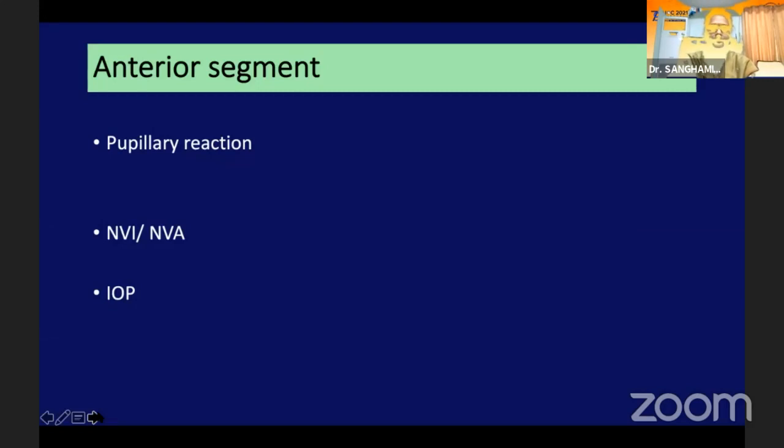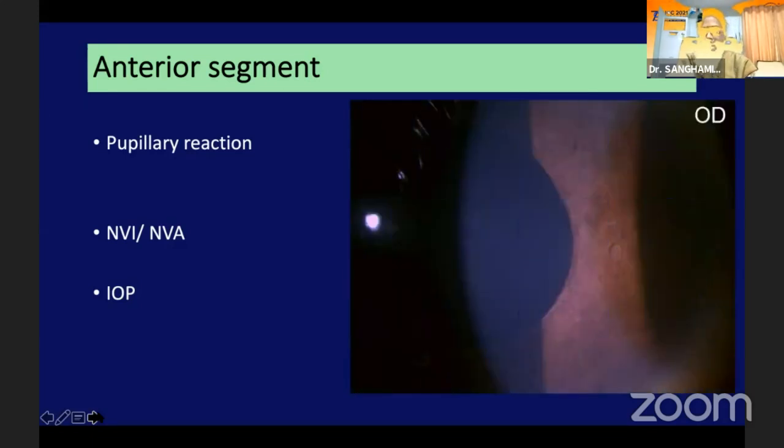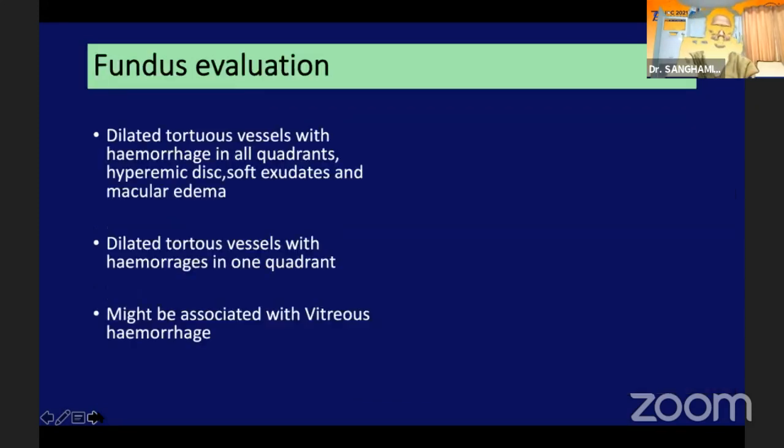So what do we see in the anterior segment, and why is anterior segment evaluation that important? In the anterior segment evaluation, first we should look for the pupillary reaction. This gives us a clue towards the optic nerve functioning. We should look for NVI: increase the magnification of your slit lamp and look into the pupillary margin for thin frilly vessels. And always check the intraocular pressure, because patients with glaucoma are more prone to develop RVOs.